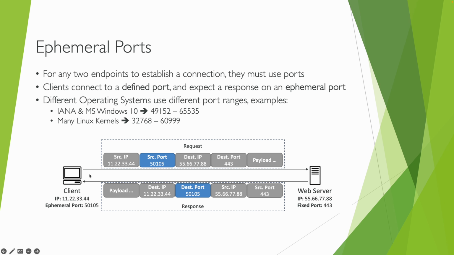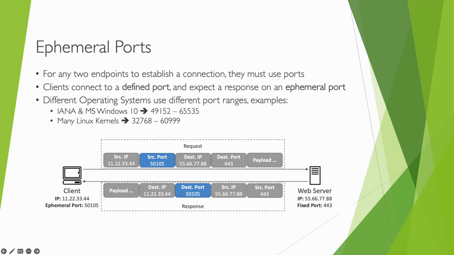So here you can see clients connect to a defined port and accept a response on an ephemeral port. When the client makes a request, say this might be an HTTPS request, the source IP is 11.22.33.44 and the destination IP is 55.66.77.88. The destination port, the server port, is 443 since it is doing an HTTPS call, and it is sending a payload, and it also sends a port called the ephemeral port, 50105.